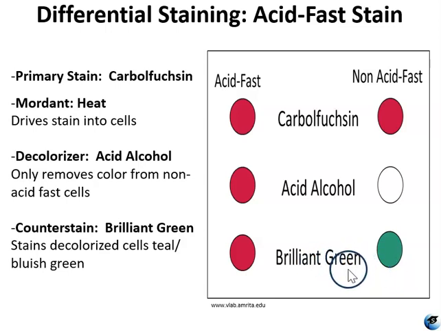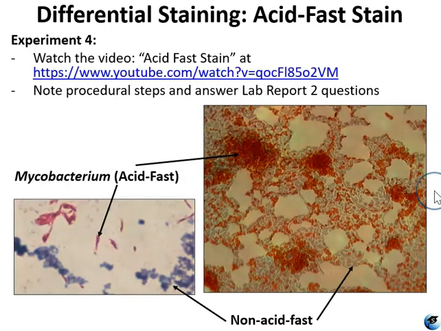I also have seen some procedures that use methylene blue as the counter stain, which is perfectly acceptable as well. So in general, acid-fast positive cells will have a reddish color, and acid-fast negative will have a blue or bluish green color. For experiment 4, you will learn how an acid-fast stain is performed by watching this video here.